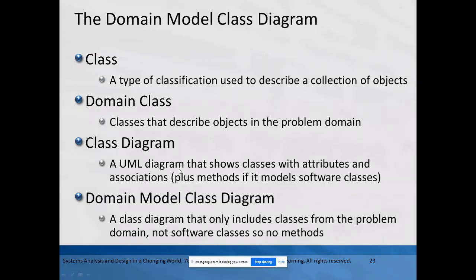All right, the domain model class diagram. So we have a class. Its classification is used to describe a collection of objects. A domain class describes objects in the problem domain. A class diagram shows classes with attributes and associations. I will grant that he does mention methods, which is another way to say function, if it models software classes. Fine, that's included there at least, but he doesn't really go into it anywhere else. Domain model class diagram. This is like the ERD.